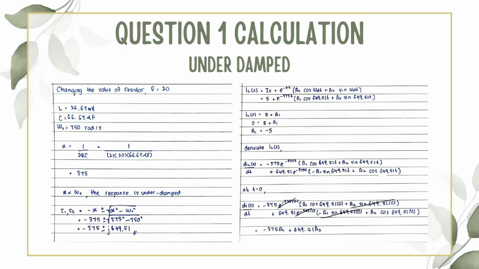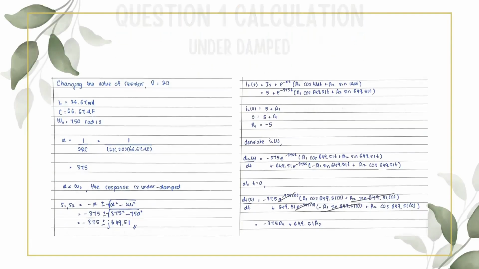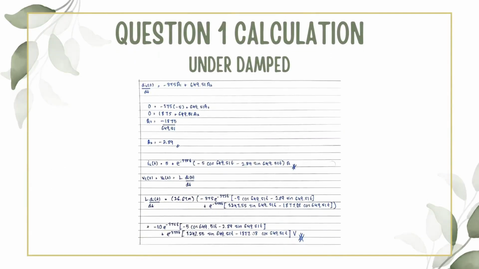And lastly is the calculation for underdamped. The final answer for underdamped calculation ILT is 5 plus exponential -375 T open bracket -5 cos 649.51 T minus 2.89 sin 649.51 T close bracket ampere.